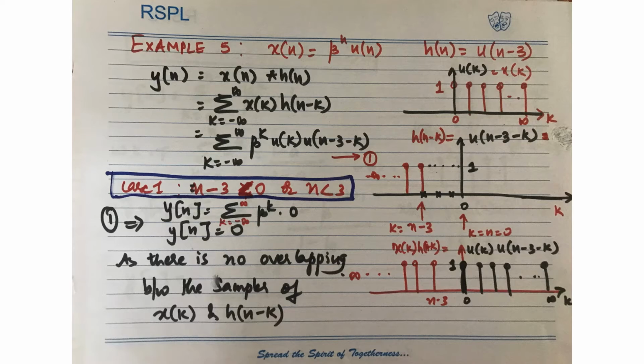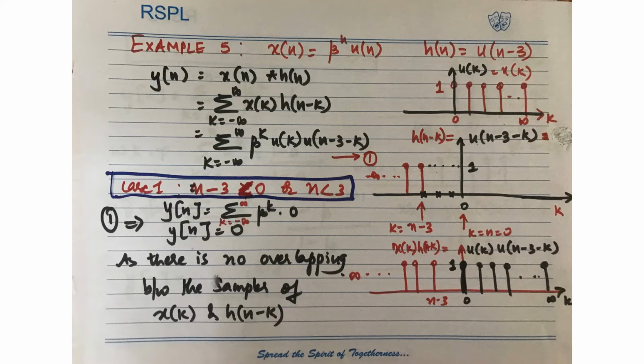Okay, now let us take the second example where I am assuming the first sequence as an exponential sequence, where beta is again less than 1, and the second sequence h of n I am taking as a unit step function which is shifted by 3 units towards right. Now you replace x of k by beta to the power k u of k, and h of n minus k by u of n minus 3 minus k.